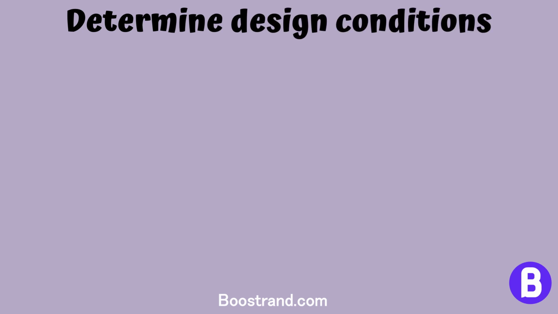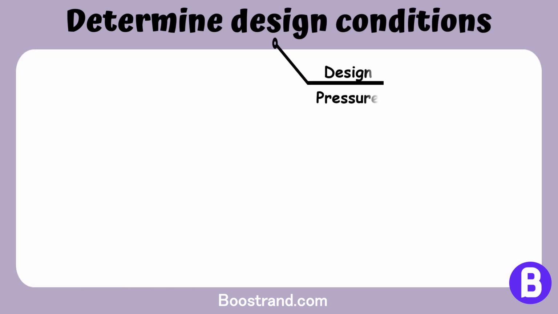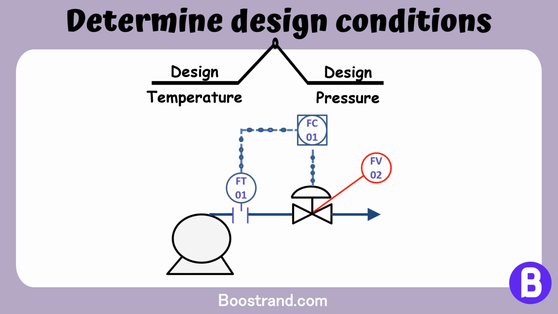The sixth activity is determine design conditions. Here, we are talking about design pressure and temperatures. Design conditions are different than the operating conditions. For example, in case of a centrifugal pump, if it is expected to operate at 10 bar gauge, then its operating pressure is 10 bar gauge.